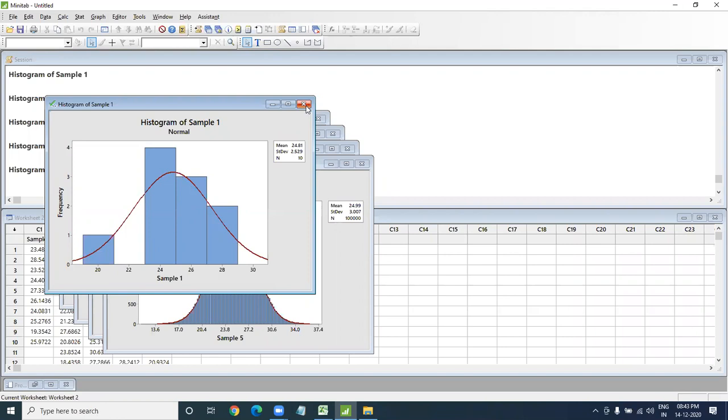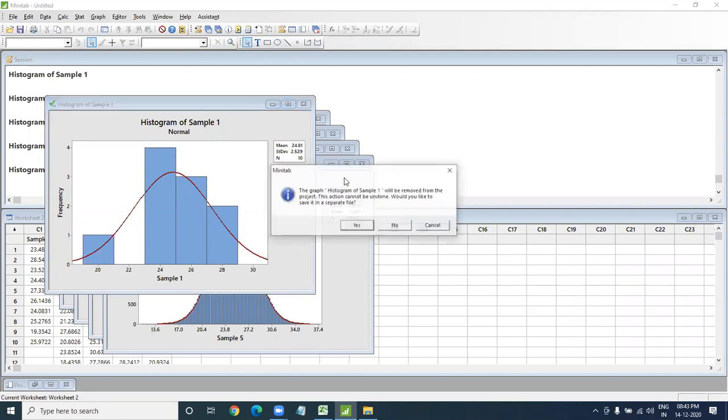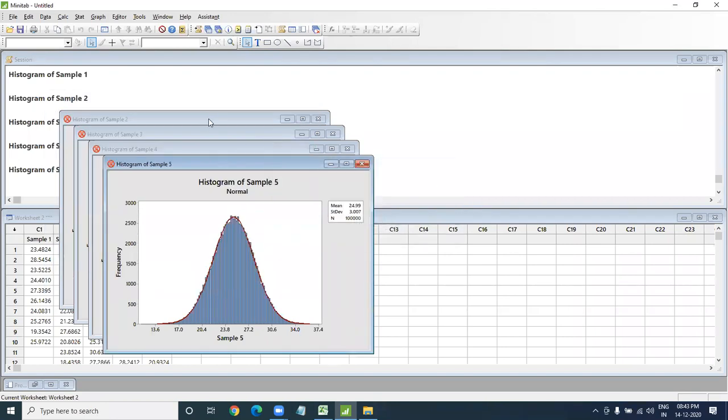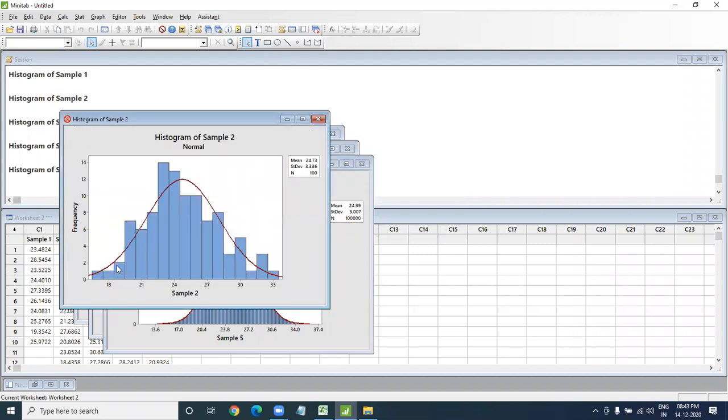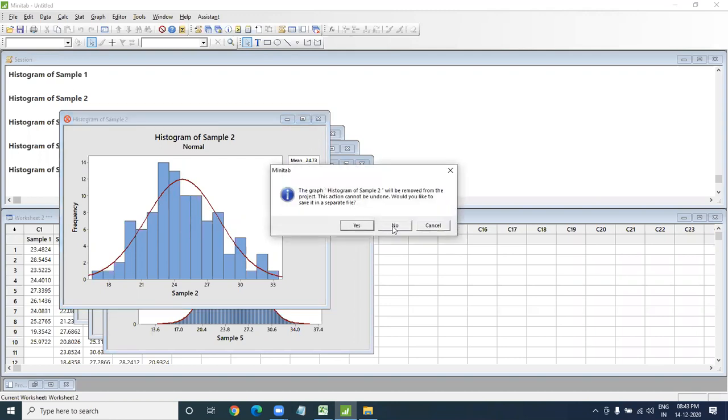Let's see, if I increase the sample, there were like 10 samples here. If I increase the sample, let's have a look at sample 2. It started getting better. The peaks are forming here. It's getting better, but yes, we still have only 100 values. The shape will keep getting better.